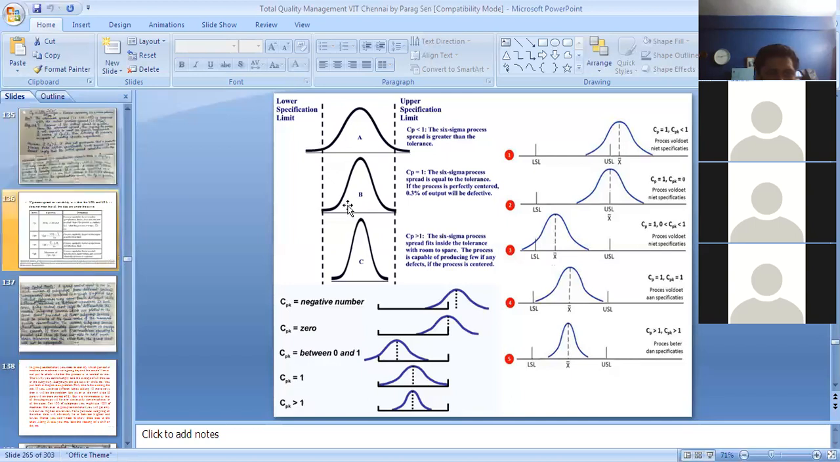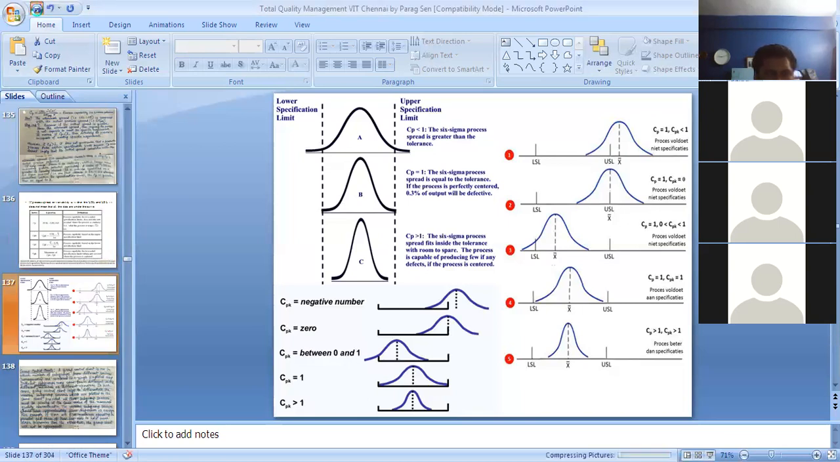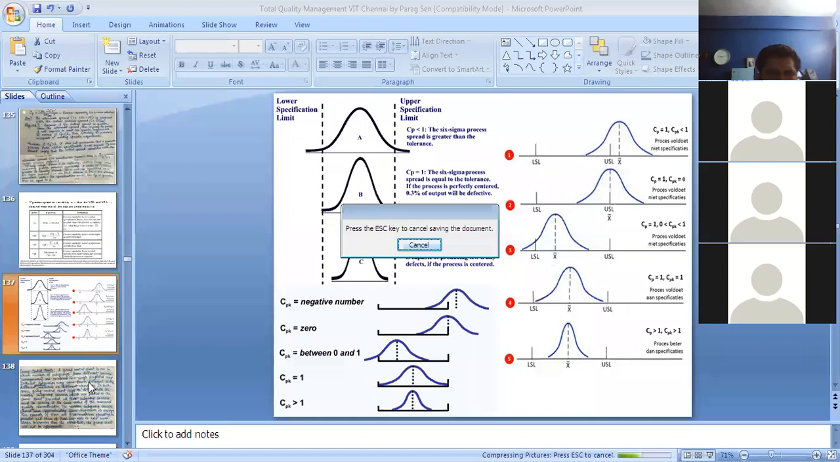Now I will be discussing another very interesting thing, the group control chart. What is a group control chart? First, take a look at the definition and some characteristics of the group control chart.